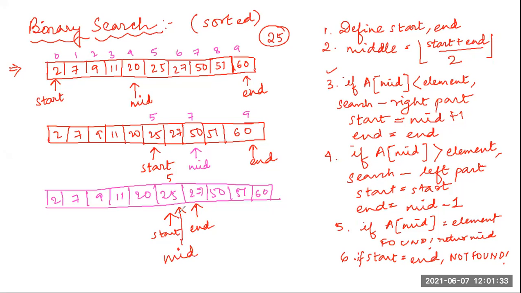I will check whether the element at my mid is the element I am searching for. Yes, the element at my mid is the element I am searching for. So I will say that the element is found and the index location is the mid value, that is 5. Is this concept clear? How the algorithm runs and we get a result at the end?